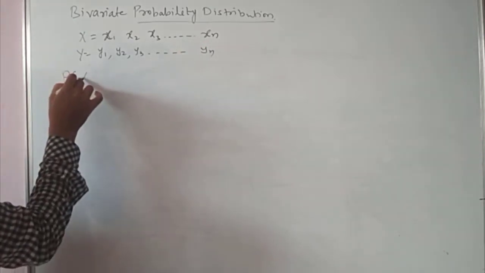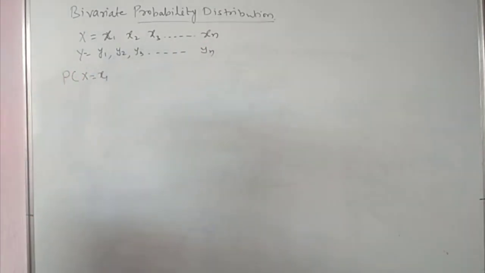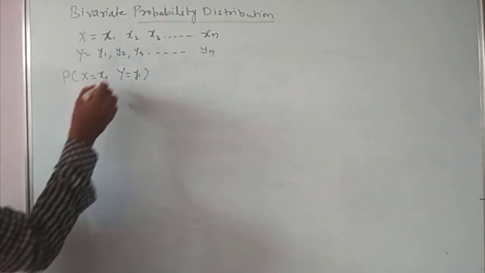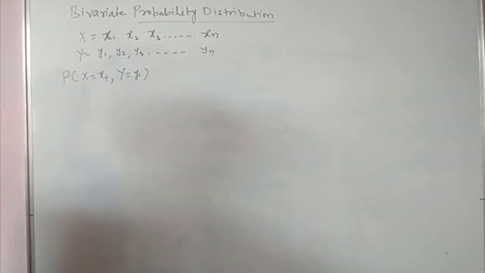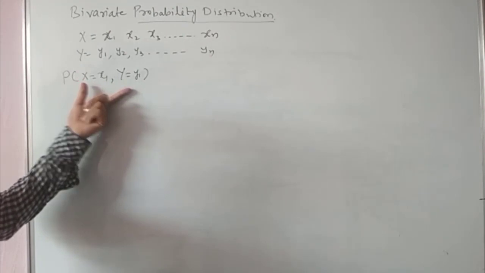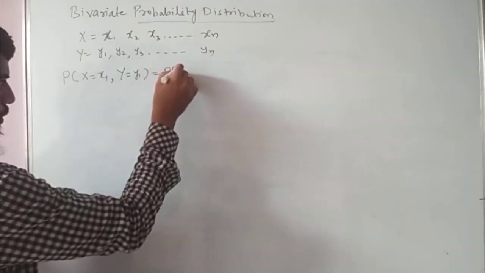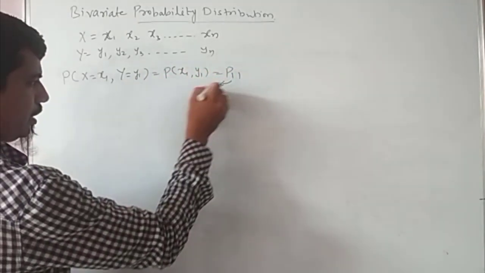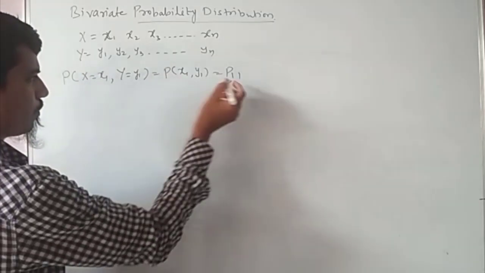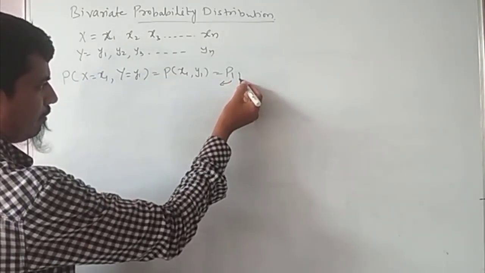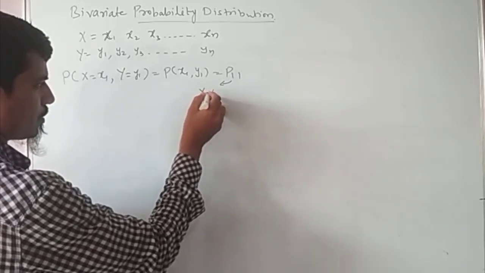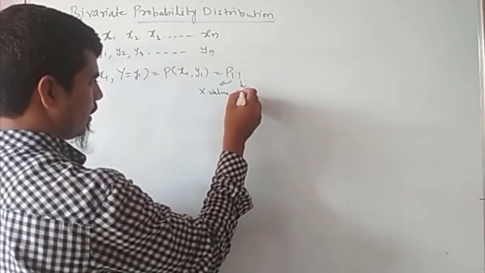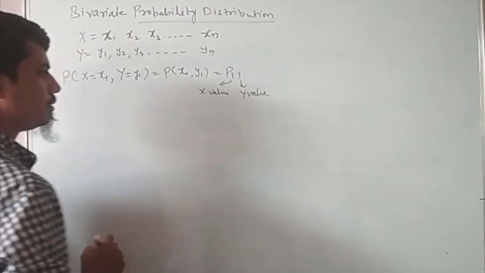So the joint probability is given by p of x equal to x1, y equal to y1. Suppose x assumes the value x1 and y assumes the value y1. The probability of getting outcome x equal to x1 and y equal to y1 is given by p of x equal to x1, y equal to y1. Or simply you can denote it by p of x1 y1, or simply p11, where the first index denotes the x value and the second index denotes the y value, the value of the second random variable, here y.